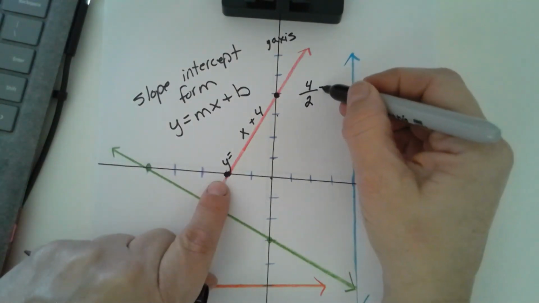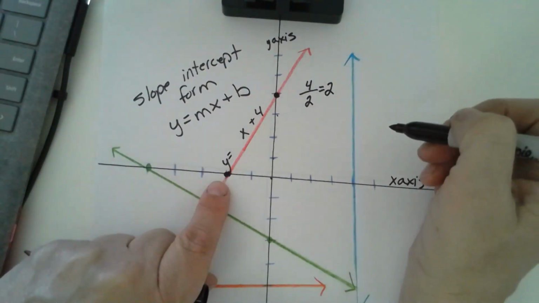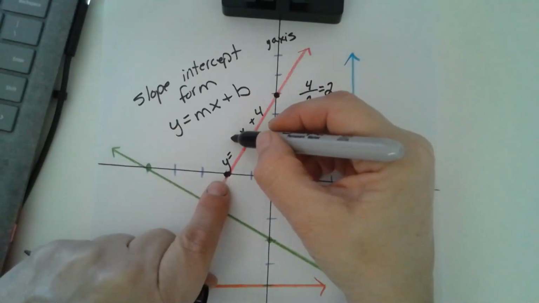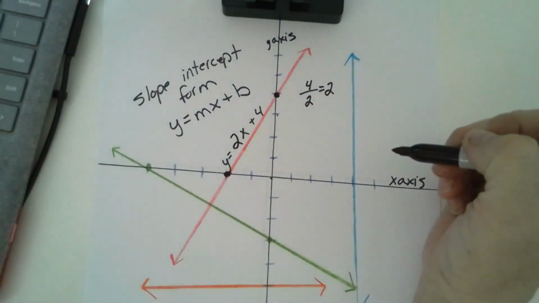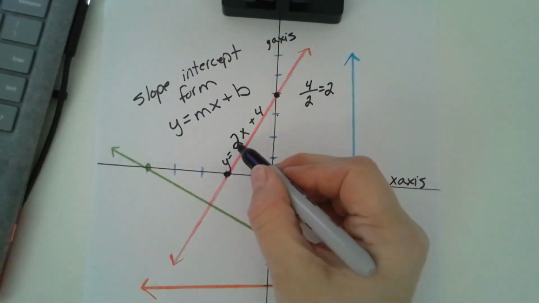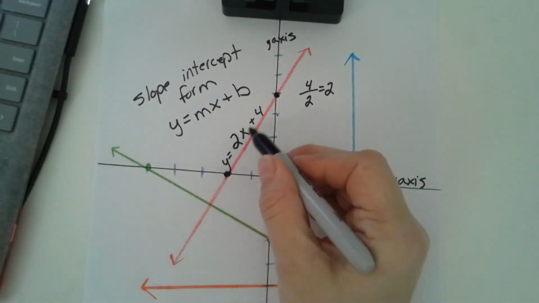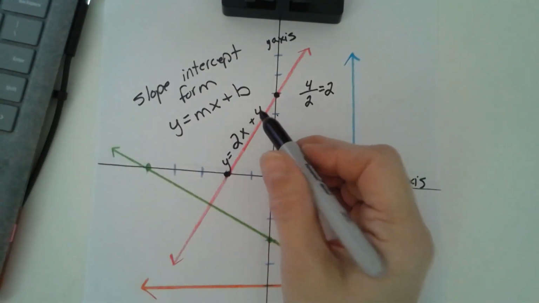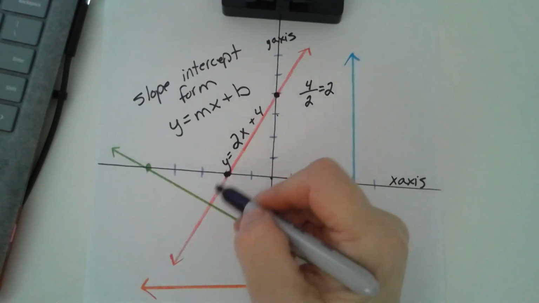4 over 2 equals 2. So I know the slope on this equation is 2, and I can put that slope in there for the m. y equals 2x plus 4 is the equation that goes with this graph.